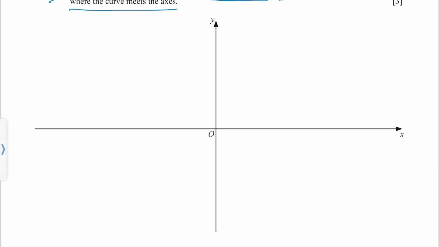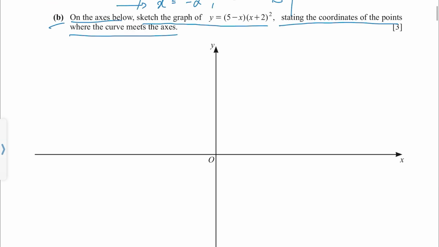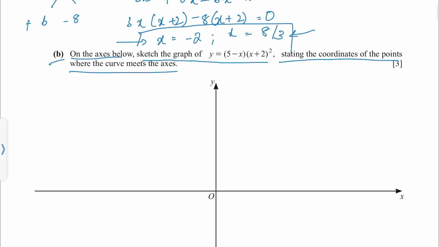So first of all, we need to know what will be our nature when x equals to minus 2 and when x equals to 8 upon 3. What will be our turning? What will be the nature of the curve? It can be maximum or minimum.